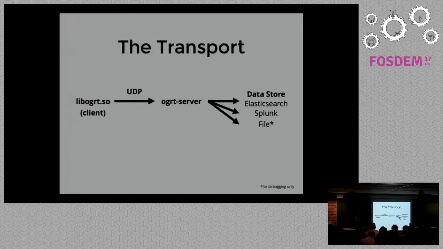So there is a transport, which is the server. You have libogrt.so, which runs in your program. It packages up all the data, like environment, shared objects, etc., in a UDP packet that it sends to the server. And the server then sends it to configurable outputs. At the moment, the data stores implemented are ElasticSearch and Splunk. File is also there, but that's for debugging only. So don't use this in production.